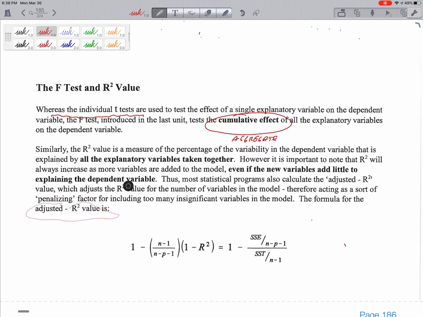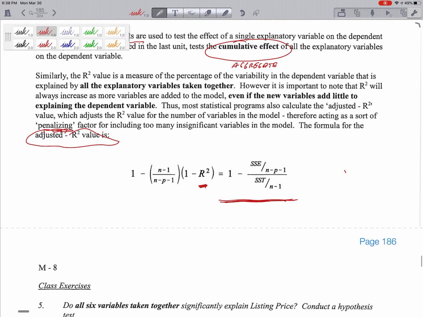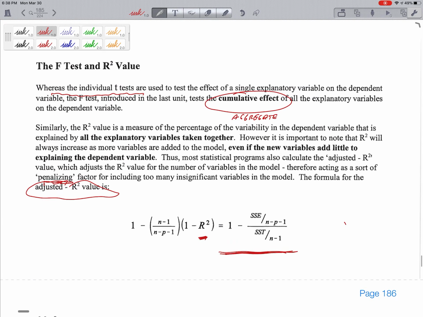So what the adjusted R-squared value does is it's kind of a penalizing factor. And so it reduces the R-squared value if you have too many useless variables in it. And this is the formula that we have for that. Not sure if that's in your formula book. You might want to write that in there. And this, I guess, would be a check to see if you listen to this. But that's the adjusted R-squared, and we'll get to that in a moment here.